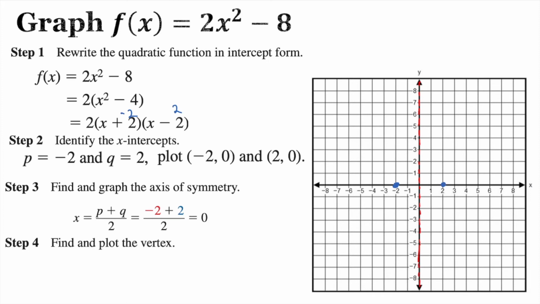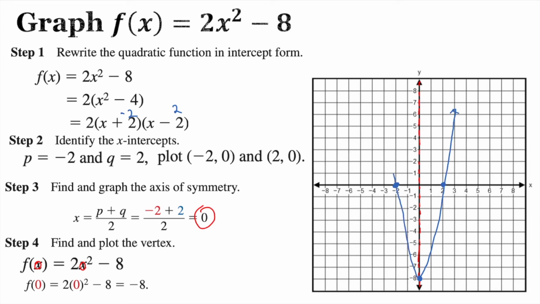Lastly, I need to find and plot the vertex. So I'm going to use my value of x, 0, and I'm going to substitute it into my original function. For every value of x, I'm going to substitute a 0. So 2 times 0 squared is 0, minus 8 is negative 8. Now I know that I can plot my point at 0, negative 8. And I have enough points to draw a rough sketch of my quadratic equation. And that's it.